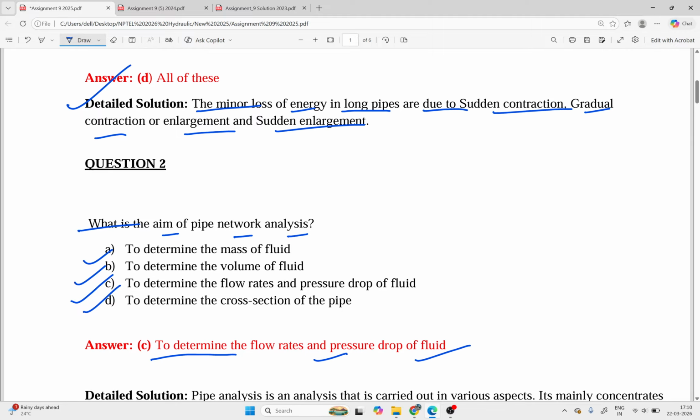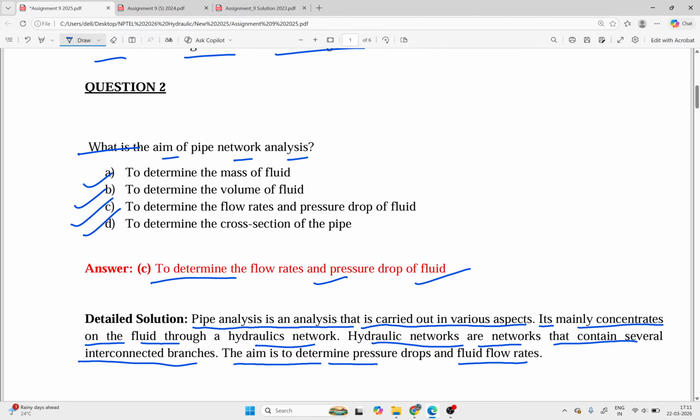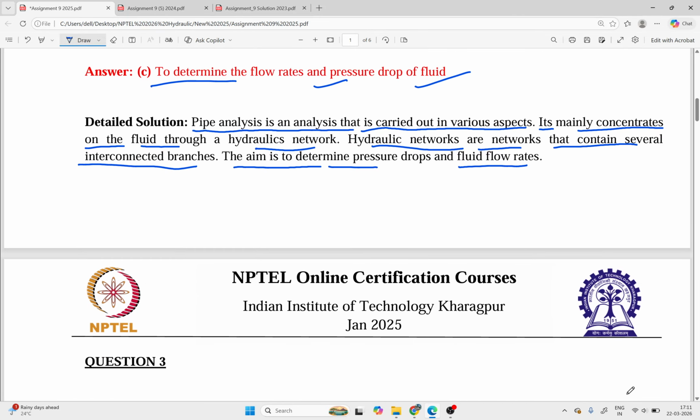So remember what is written in the detailed solution. Pipe analysis is an analysis that is carried out in various aspects. It mainly concentrates on the fluid flow through a hydraulic network. Hydraulic networks are networks that contain several interconnected branches. The aim is to determine pressure drop and fluid flow rates. Okay, so very clearly written. Now let us move on to the next one.